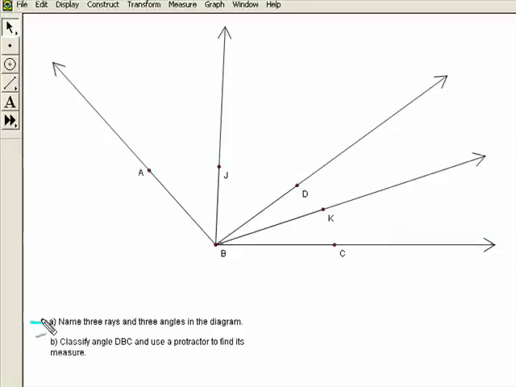Let's go ahead and do some practice problems now. And look at problem A here. Name 3 rays and 3 angles in the diagram. Now remember, you are supposed to be taking notes on this. You don't have to draw this diagram, but you do need to answer these questions on your paper, and hopefully you've been taking notes on the lecture as well.